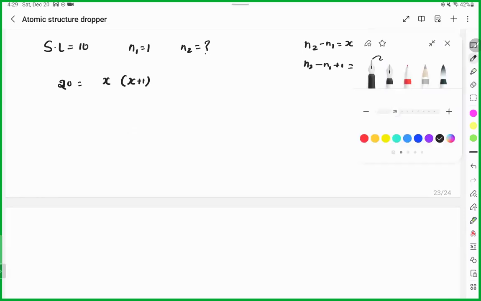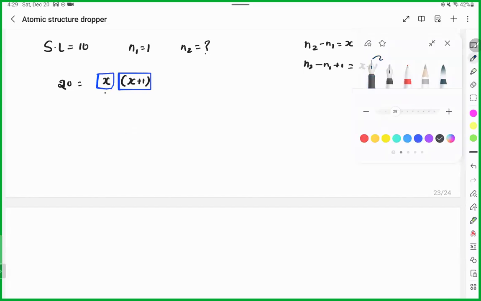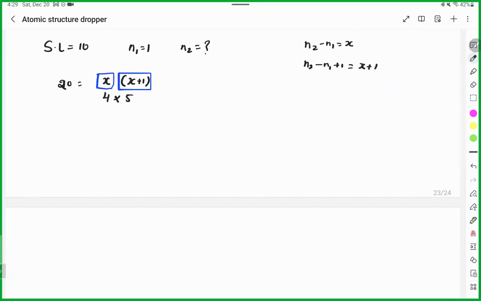So just by hit and trial method, what could be this value? The other value is 1 extra and the product is 20. You can take 4 and 5 only. Is there any other possibility? It means your x value will be 4. Done.